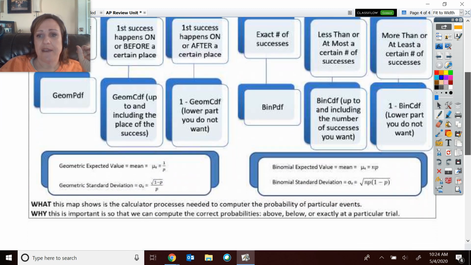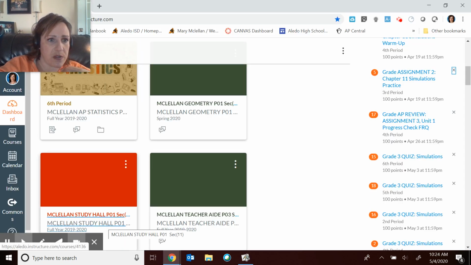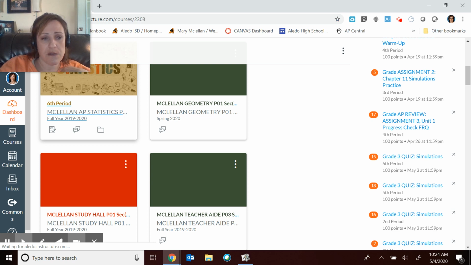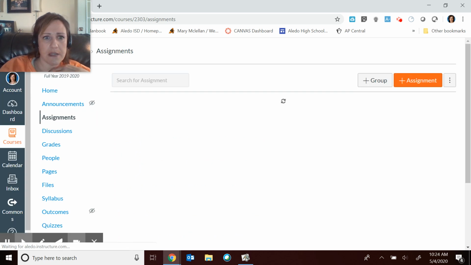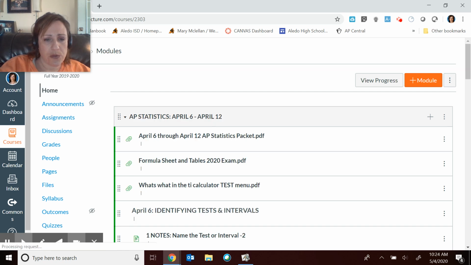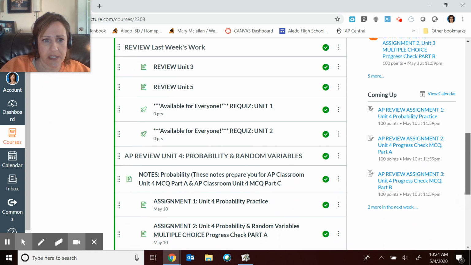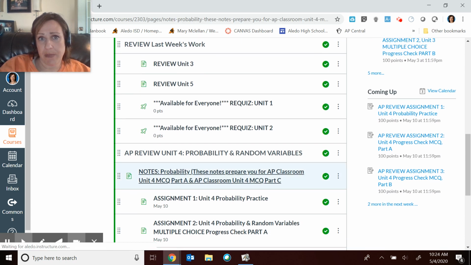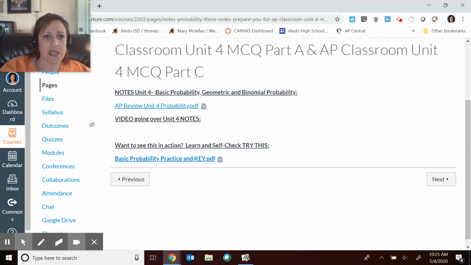You have to practice, practice, practice. So, again, in your Canvas, I can go ahead and show you this. If you look in your Canvas for this week, then here you'll have in this section where the notes are for this week. We're going to have down here, let's see. Okay, so here's that page where you found this video. Okay, but then below it says, want to see this in action? Learn and self-check. Try this.